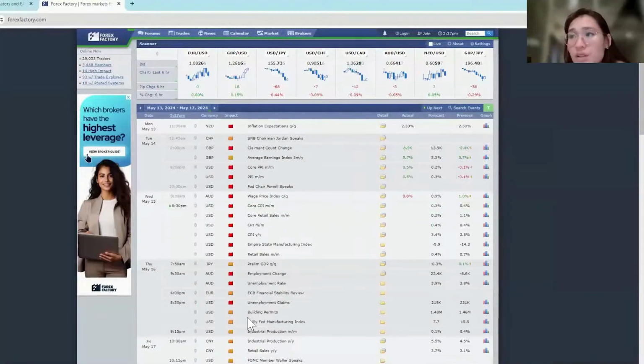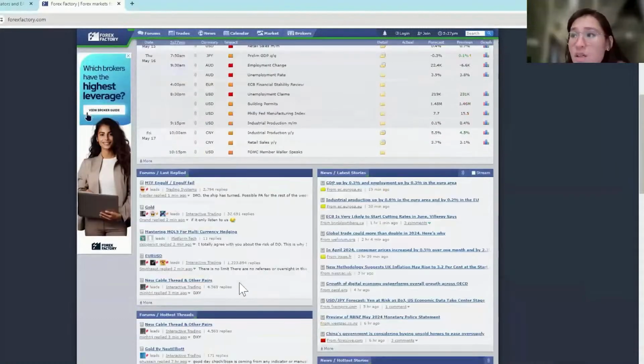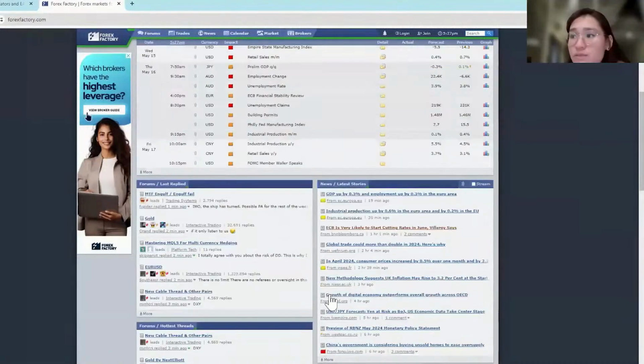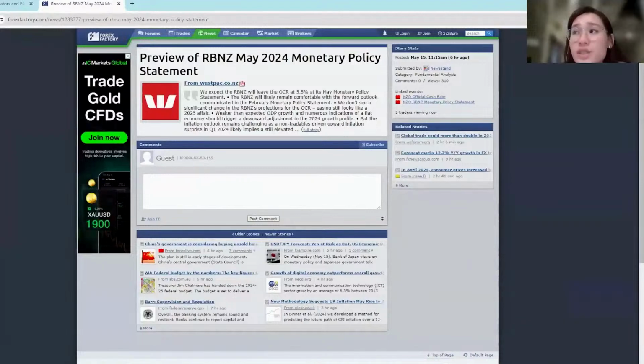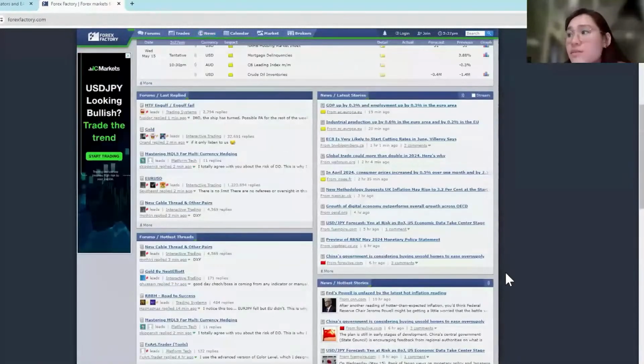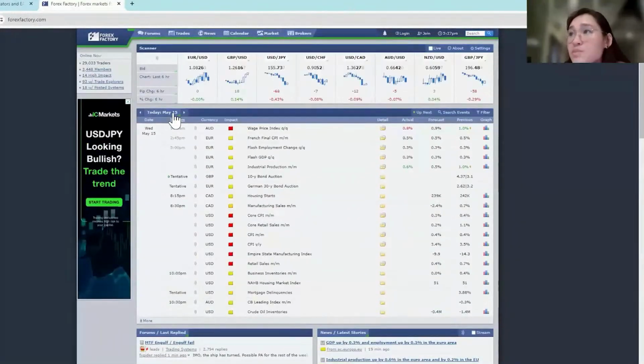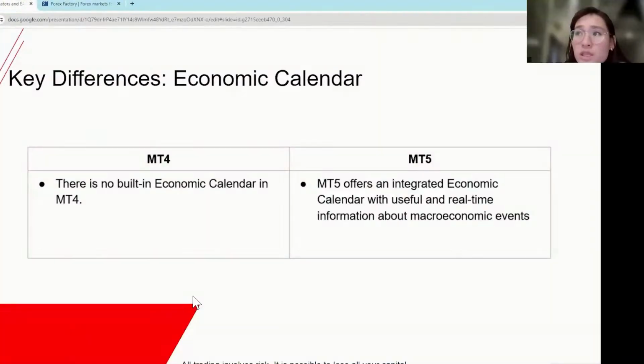So yeah, then we have all of the events for the upcoming week at one glance and the currencies that they will be impacting, the forecasted values, previous values, and it also tells you the actual data once it's released. There are a bunch of forums you can take a look at as well. Yep, some news as well from the different news outlets over here.